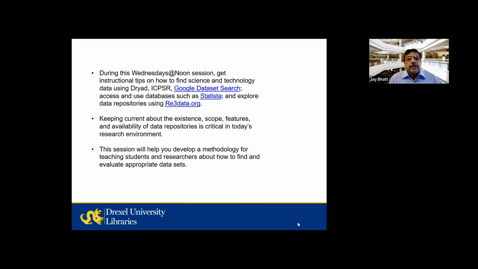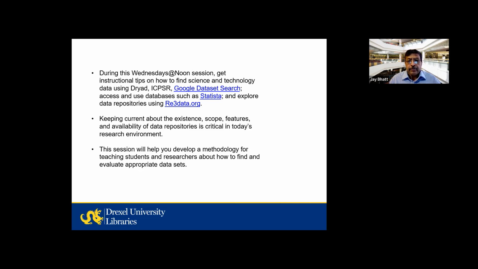During this session, we will learn about instructional tips on how to find science and technology data using DRIDE, ICPSR, Google Dataset Search, and we will also try to explore some databases like Statista that we have subscription to, and then we'll try to explore different data repositories using re3data.org. We'll learn about keeping current about existence, scope, and features and availability of data repositories. Keeping current with such data repositories is critical in today's research environment.